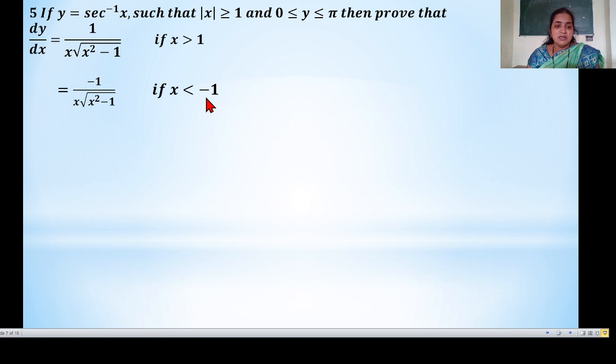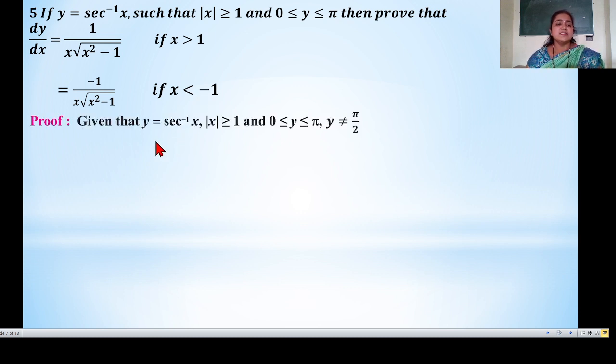less than minus 1. So for the formula of y is equal to sec inverse of x, the derivative is 1 upon x square root of x squared minus 1 if x is greater than 1, or the next formula is minus 1 divided by x square root of x squared minus 1 if x is less than minus 1. So let's start the proof for this function.